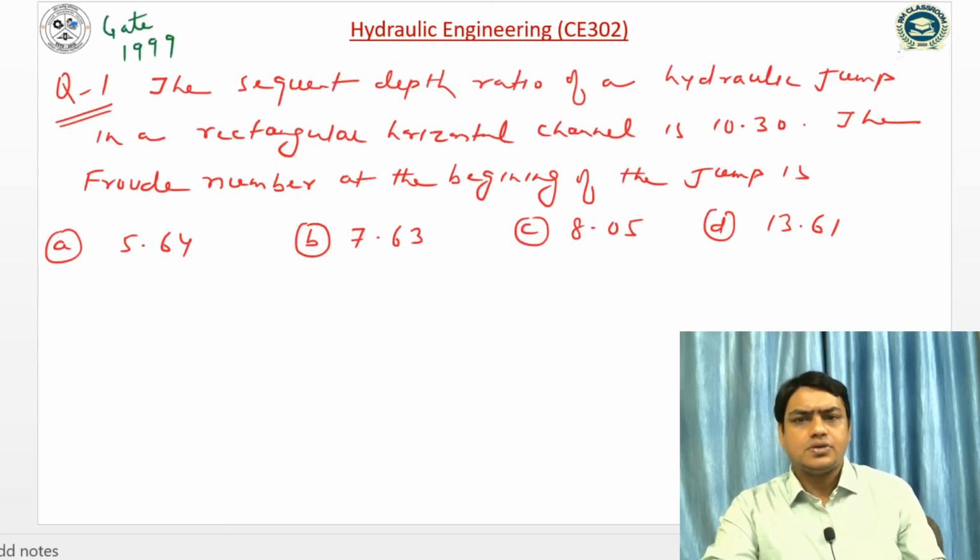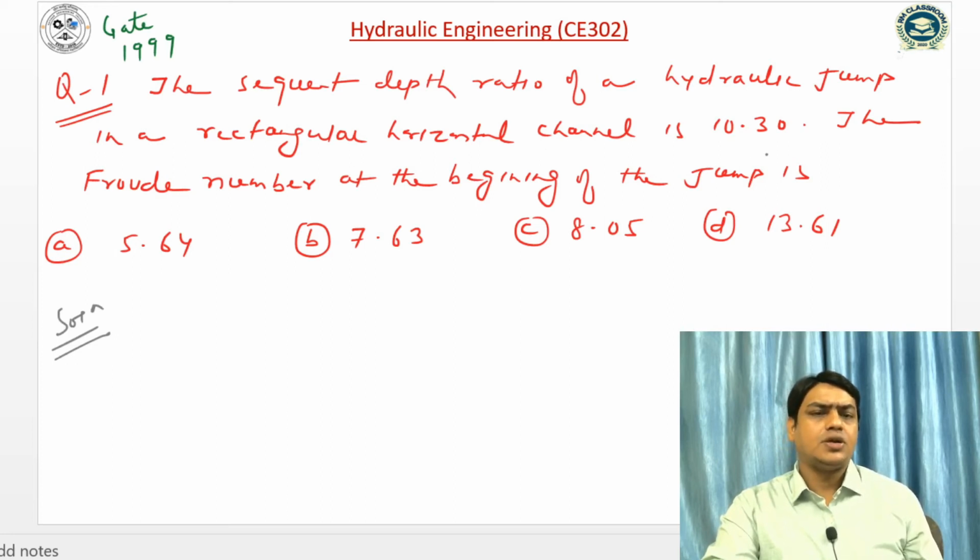So let us take the problem. The sequent depth ratio of a hydraulic jump in a rectangular channel is 10.3. Sequent depth ratio means y2 by y1 is equal to 10.3. So what will be the Froude number at the beginning of the jump?